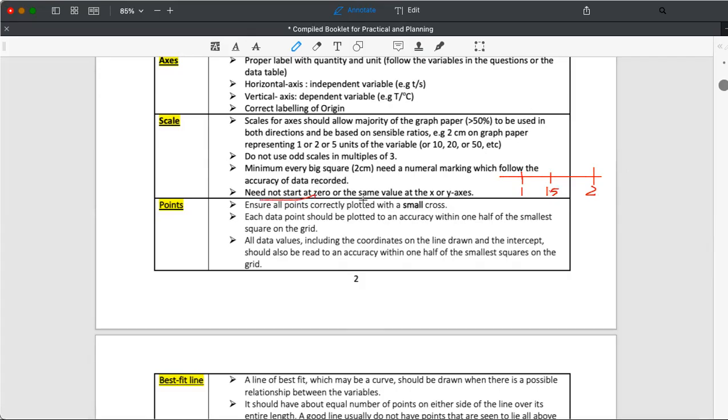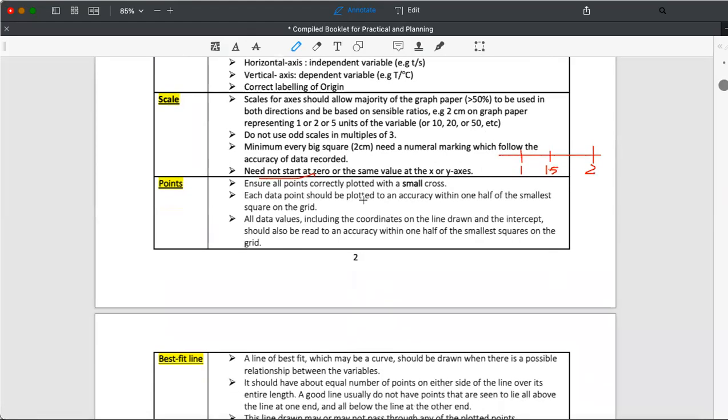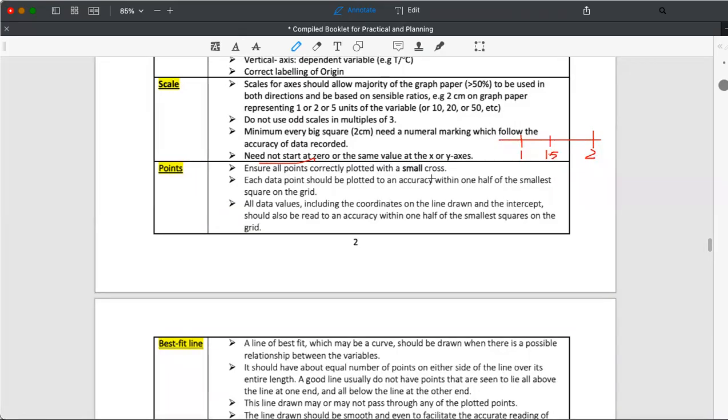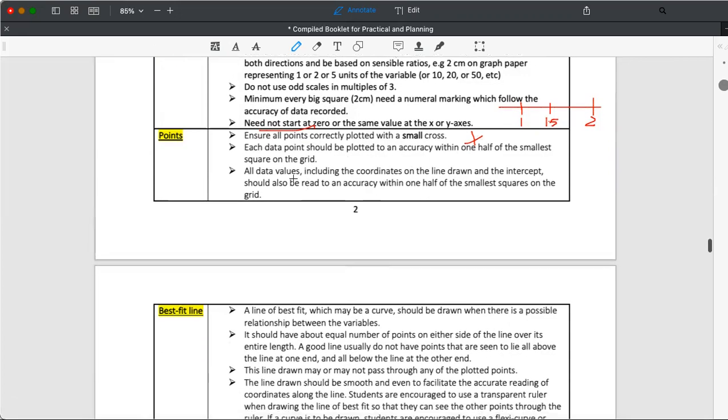Ensure all the points are correctly plotted with a small cross, with nothing deviating. Each data point should be plotted to an accuracy within half of the smallest square on the grid. All data values, including the coordinates on the line drawn and intercepts, should also be read to an accuracy within half of the smallest square on the grid.